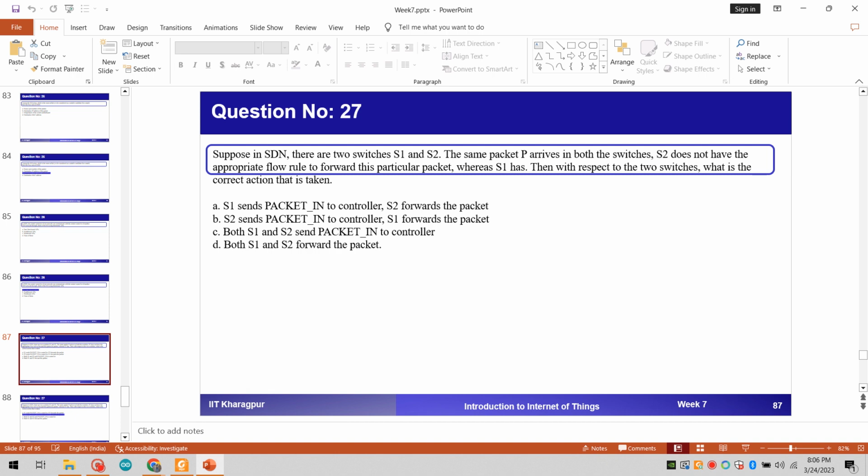Anyone? S2 does not have flow rule. A. Why?